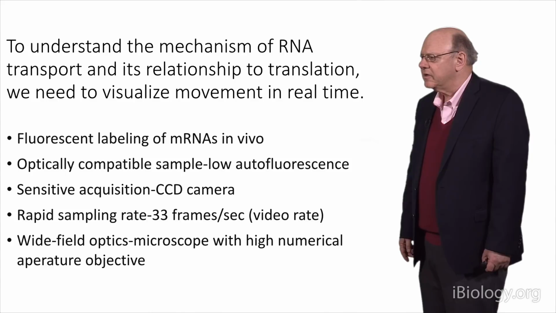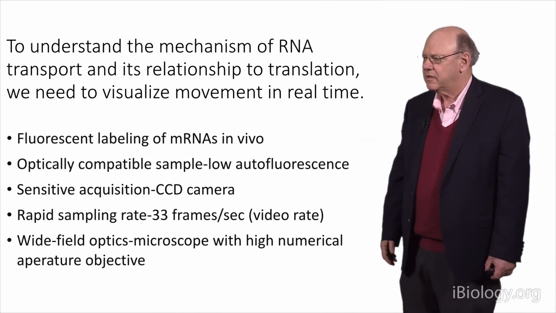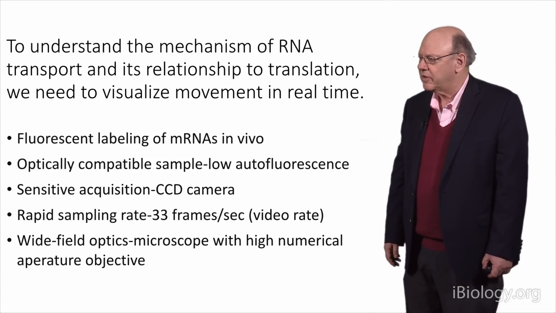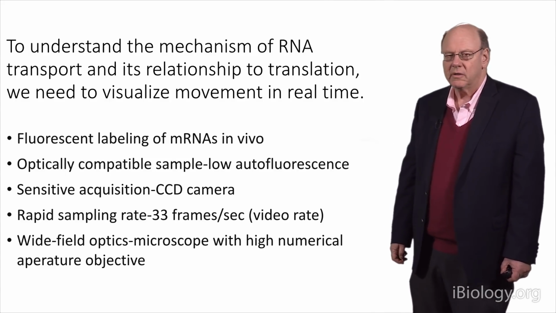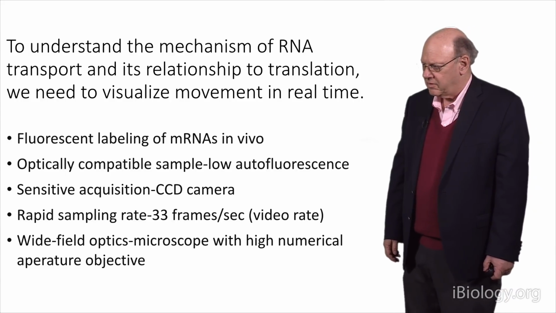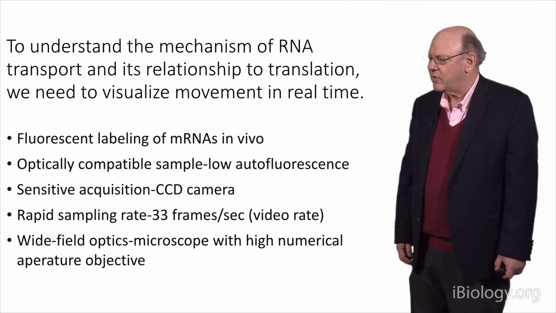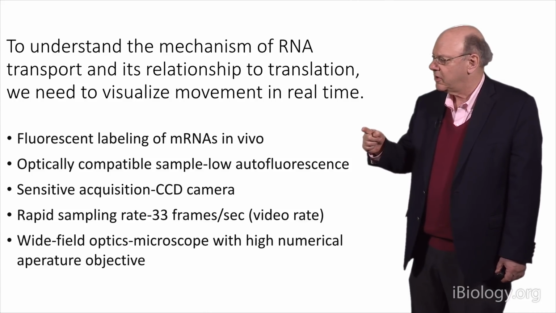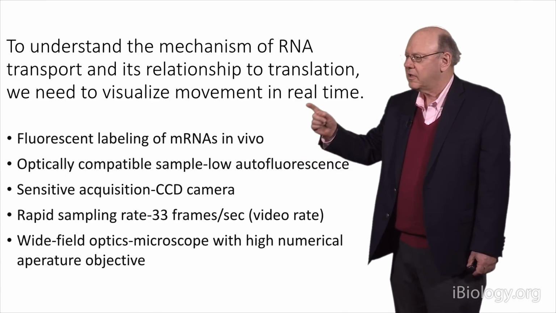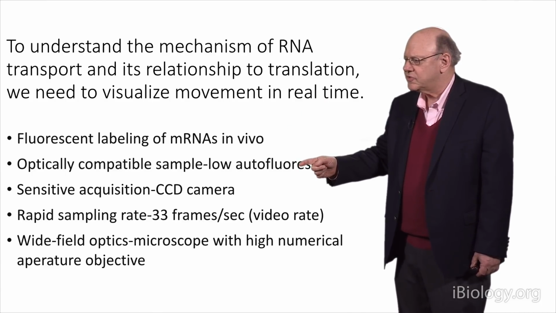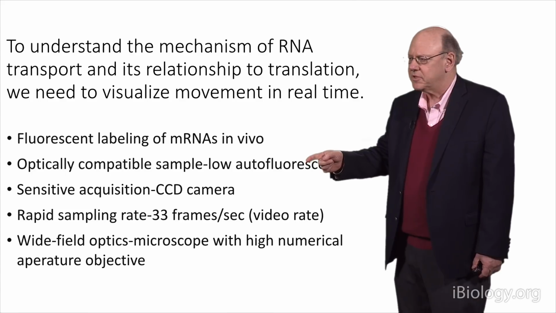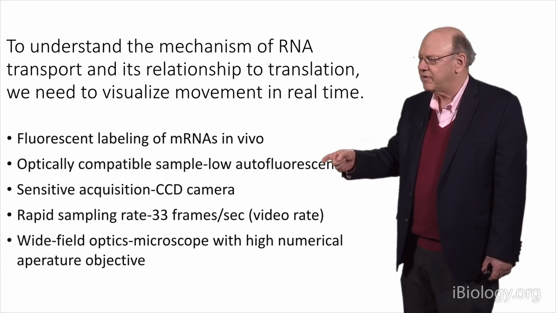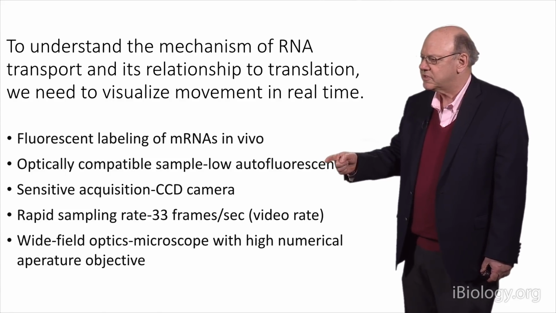So in order to understand the mechanisms that control RNA in the cell, its transport, its translation, and its movement and degradation, we need to develop these technologies. First of all, we need to fluorescently label the RNAs. We have to use a sample which is optically compatible. By that I mean it can't have a lot of autofluorescence that obscures the signal.